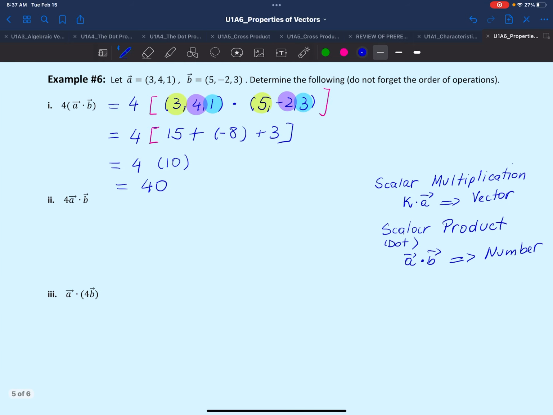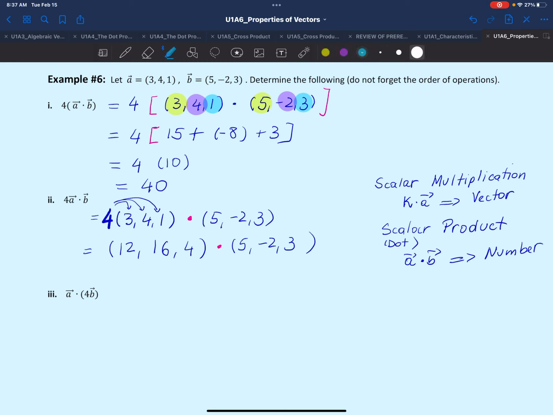So let's get started. We have 4 times vector A, 3, 4, 1. And this will dot product the vector B, which has coordinates 5, negative 2, and 3. So this will be the scalar 4 multiplying each and every coordinate. So each and every coordinate will become 4 times bigger. That means that we have 12, we have 16, and then we have 4, which is dot producting now 5, negative 2, and 3.